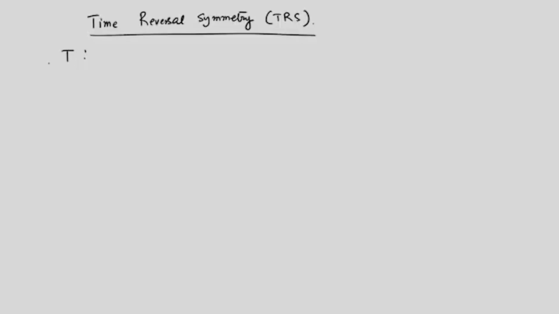Under the time reversal operator, it's usually written with a curly T, but it's easier for me to write a straight T. Under this, t goes to minus t. So under time reversal, we are talking about a system without spin degree of freedom.